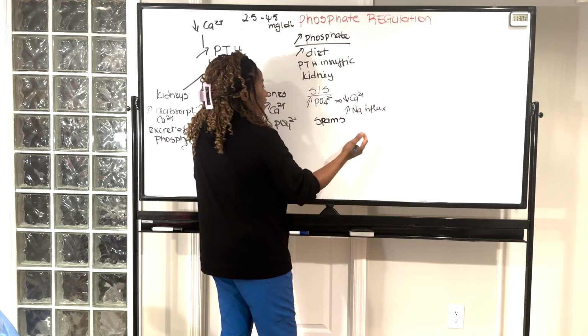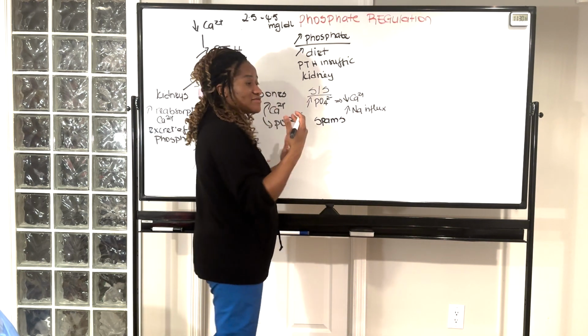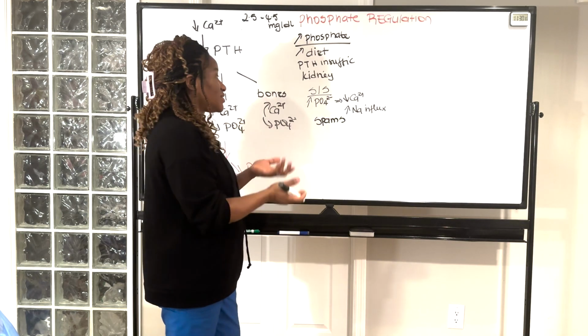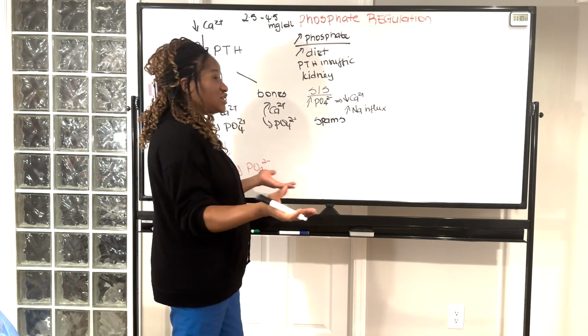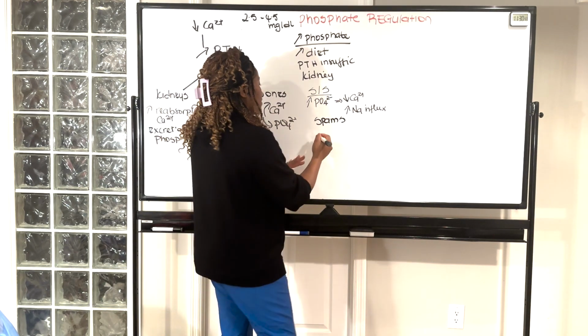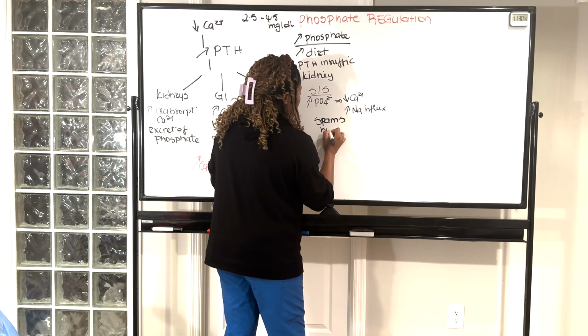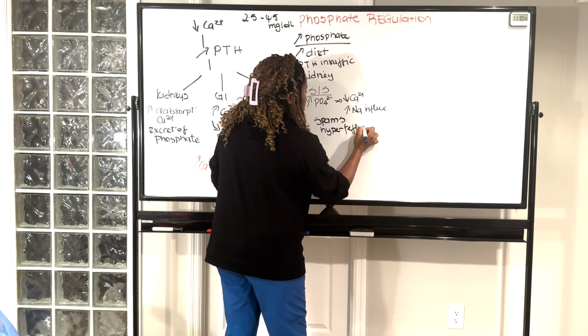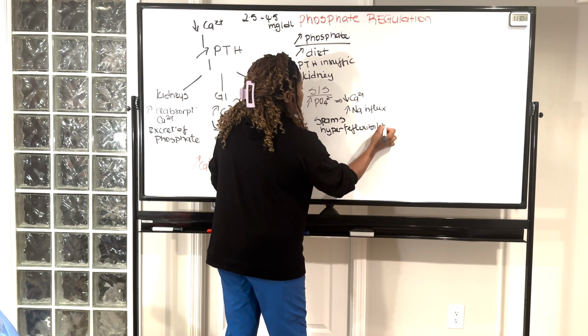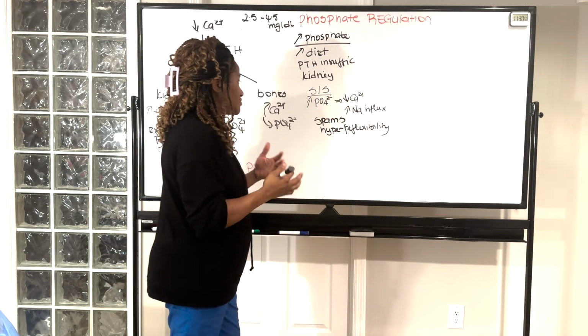fast and high. We're going to have the spasm. Remember, we talked about laryngospasm, bronchospasm, dysphagia, hyperreflexibility, our tendon reflex is going to be really hyper.